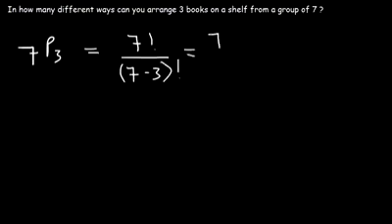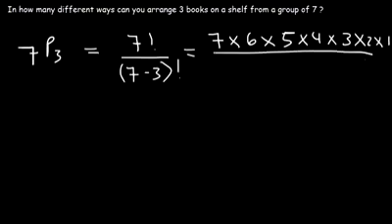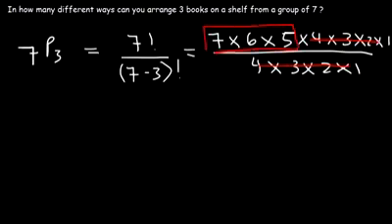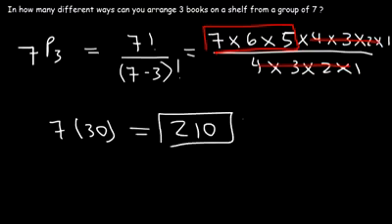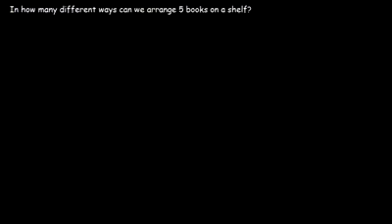7 factorial is 7 times 6 times 5 times 4 times 3 times 2 times 1. 7 minus 3 is 4, and 4 factorial is 4 times 3 times 2 times 1. So we can cancel these numbers, leaving behind 7 times 6 times 5. Now 6 times 5 is 30. And we know that 3 times 7 is 21. So 30 times 7 is 210. This is the answer.